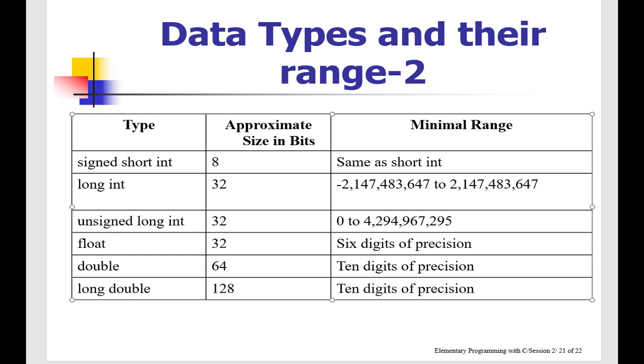Unsigned long int takes up 32 bits or 4 bytes of memory, and the range is from 0 to about 4.2 billion. We have the float, which takes up about 4 bytes or 32 bits of memory, and this one has 6 digits of precision. We have double, which takes up 64 bits or 8 bytes of memory, and this one allows you to have 10 digits of precision. And the last one is long double, which takes about 128 bits or 16 bytes of memory in your computer's RAM.